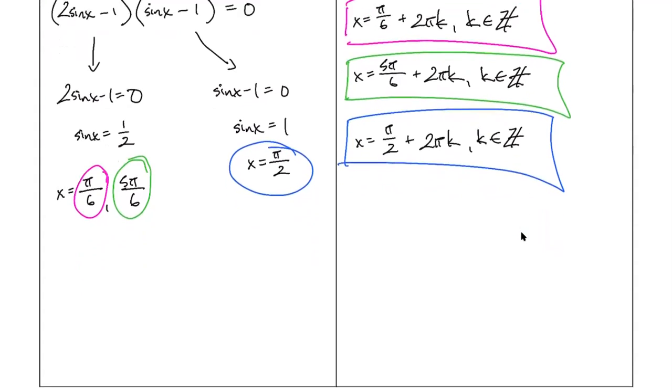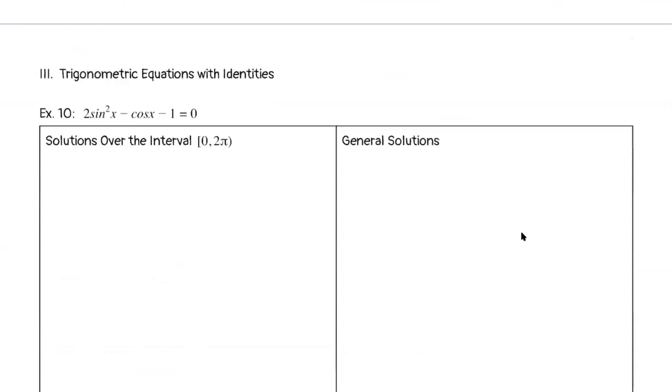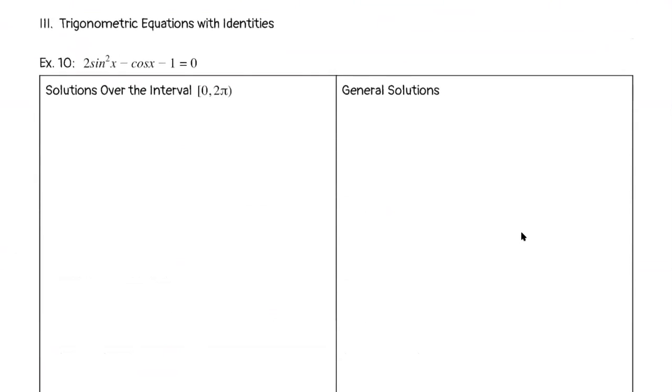Well, if you think of any questions, feel free to type those in the chat. But for right now, we're going to move on to trig equations with identities. This is the case where we need to start thinking about what identities we might need.